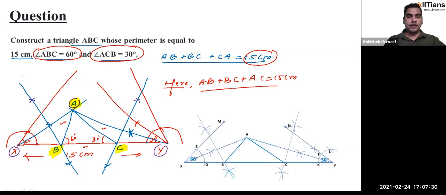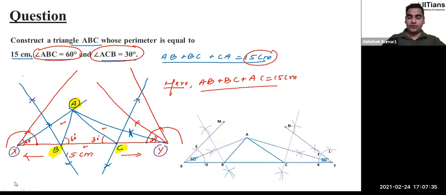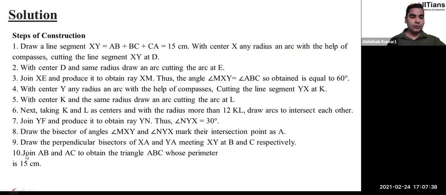Done? Okay. So here the steps are given for your help, guys. Please go through them. I would highly recommend going through each and every step. In step 1, they drew a line segment whose length is equal to the perimeter. Then at X and Y, they drew the angles which we were provided here. After that, they bisected those two angles. Those two line segments met each other at a point. We call that point of intersection A.